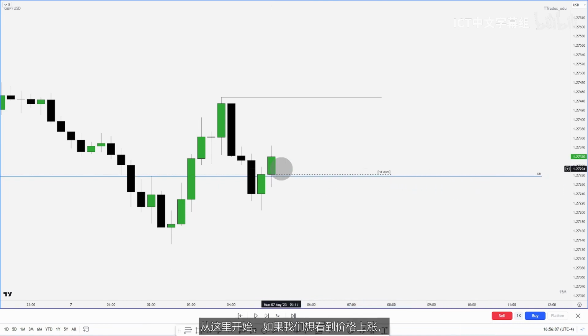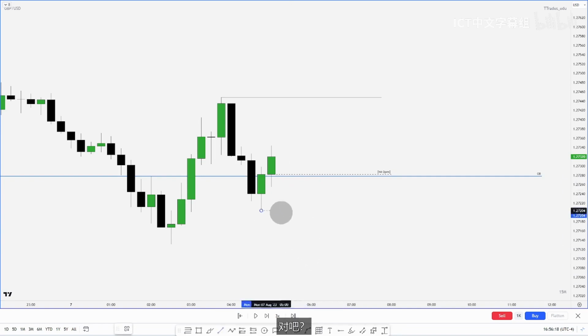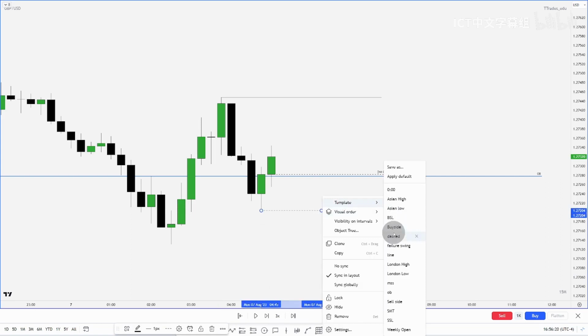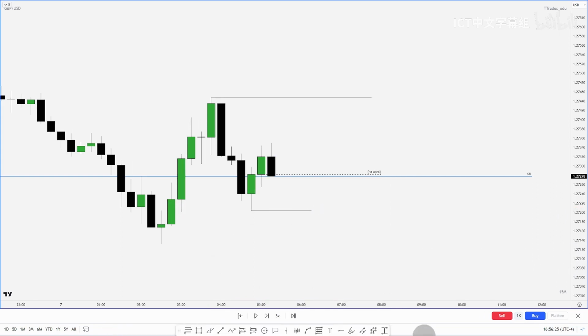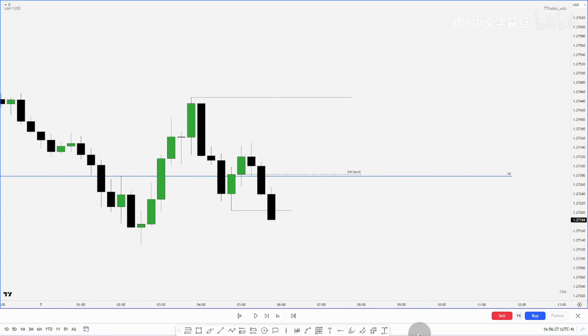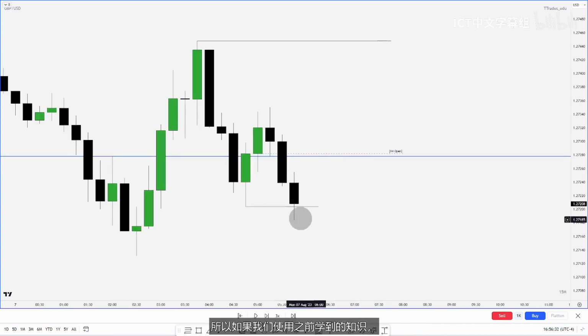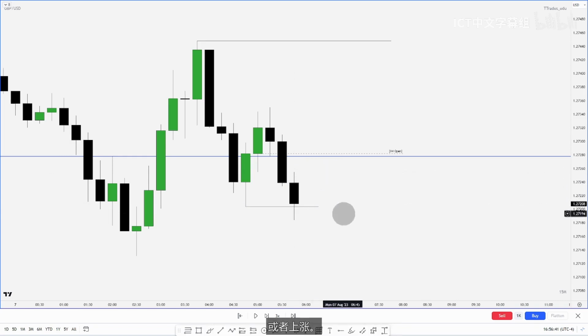And from here, if we want to see price move higher, we want to see price move down first, right? So we get our open, low, high, close. And let's just use what we learned earlier about our swing points, right? So let's mark out this swing point and see what happens if price reaches into this area. So if we're using what we learned earlier, price took this swing point but closed back in the range. So we can expect price to want to go to this previous high or move higher.